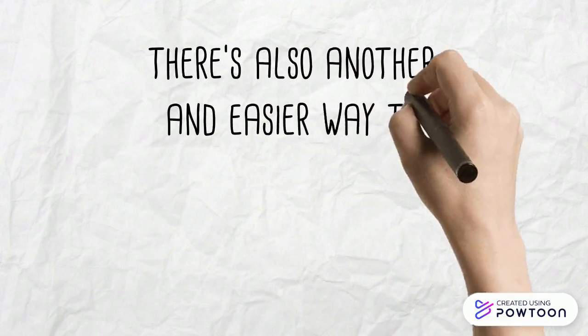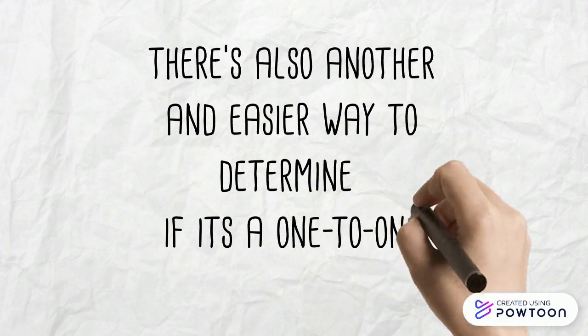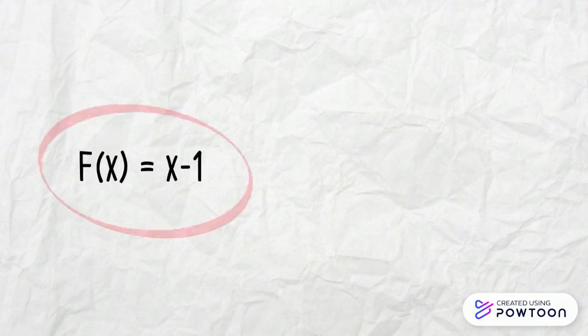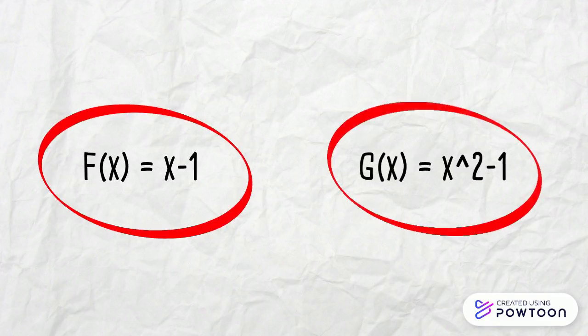There is also another and easier way to determine whether a function is a one-to-one or not. Now let's try these two equations. f of x is equal to x minus 1 and g of x is equal to x squared minus 1.